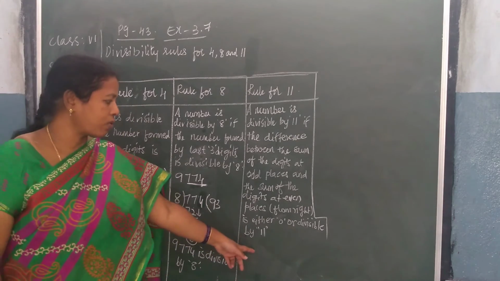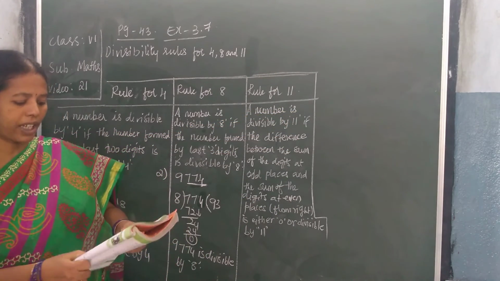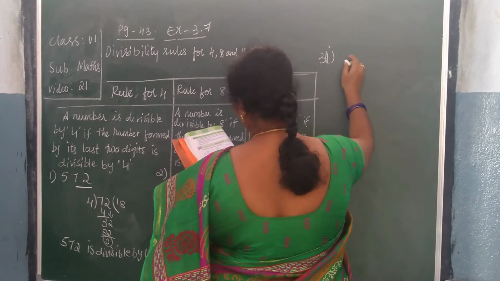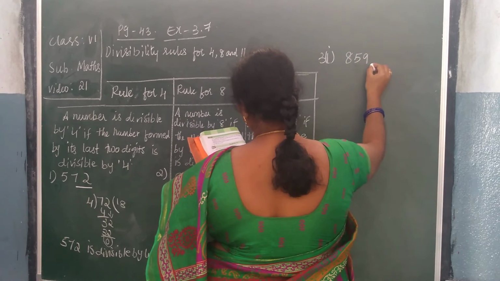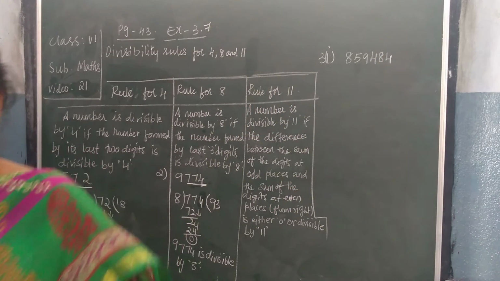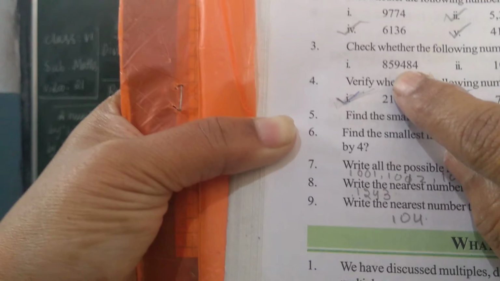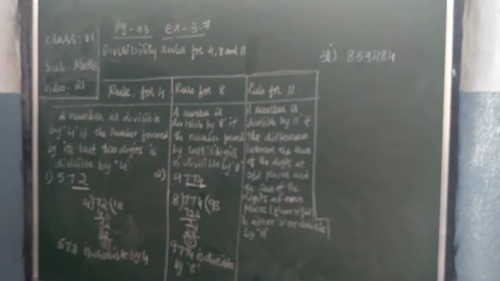Here for 11, there is no place, so I am writing there, children. What is the question, children? Rule for 11. Now 859484. Exercise 3.7, third bit, first one. See, children, I have put my finger. 859484. This is a question given for you to check the divisibility rule for 11.